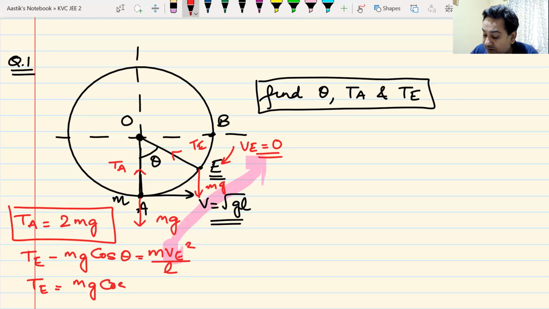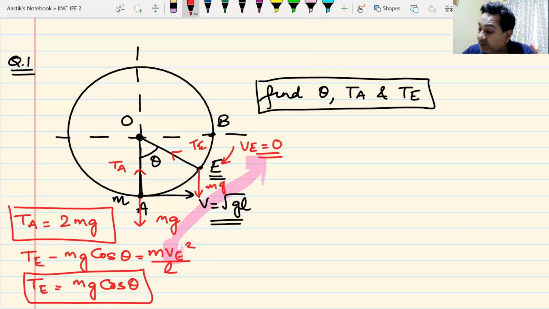But do I know the value of theta? The value of theta is not known. So this is still not an answer. I've got the value of T in terms of theta. If I know theta, I will get the value of T. So the only question is to find the value of theta. How will I get the value of theta now? That is the question. Anyone with an answer?